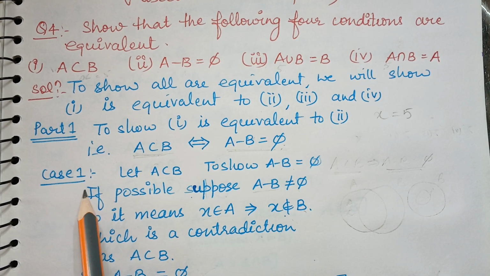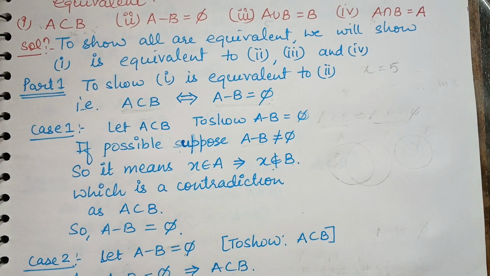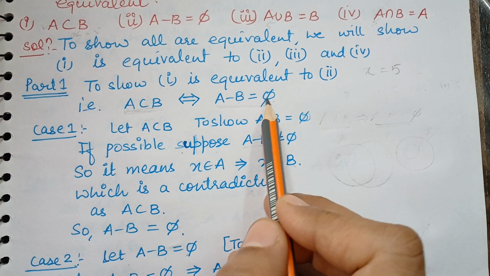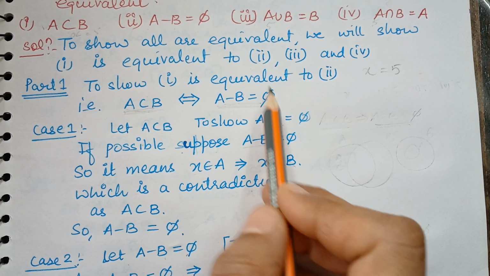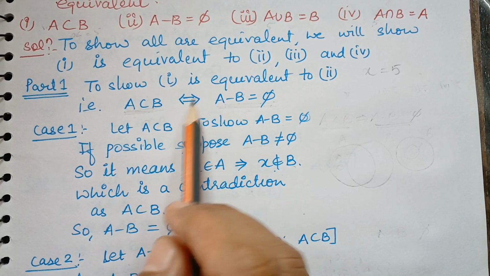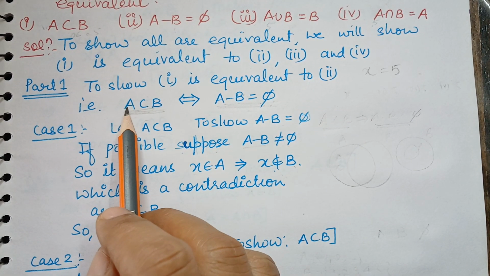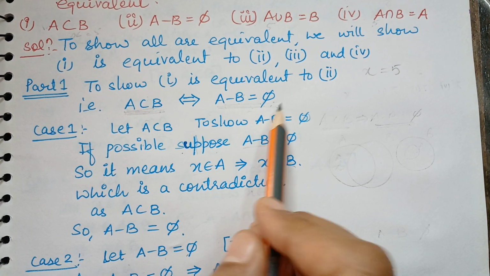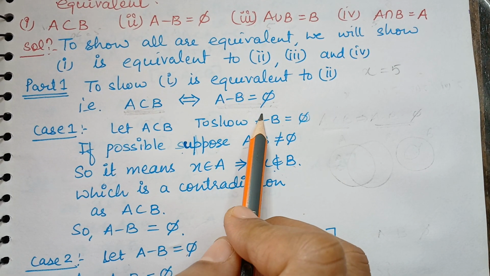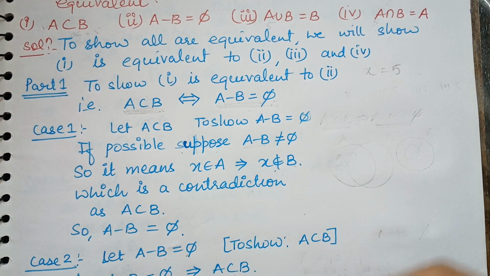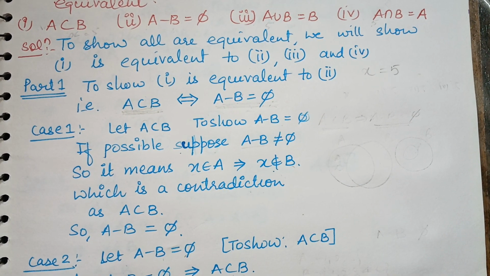So this also I have divided into 2 cases, case 1 and case 2. If I start from here, I should reach here, and if I start from here, I should reach here. Then only I can say that both statements are equivalent. If I start from A contained in B, then I will get A minus B is equal to 5. And if I start from A minus B is equal to 5, I should get A contained in B. Likewise, we will be doing in part 2 and part 3 as well.